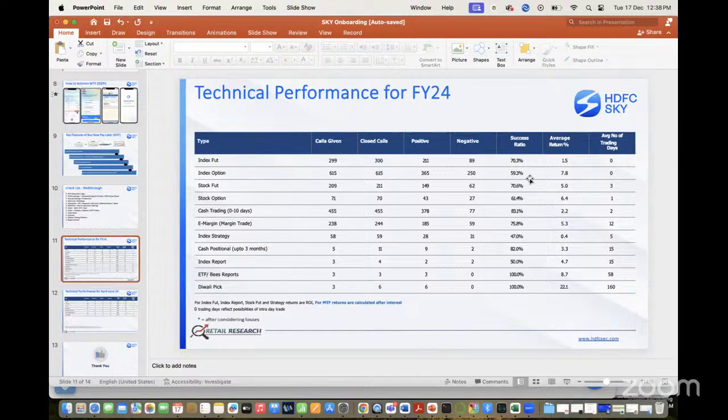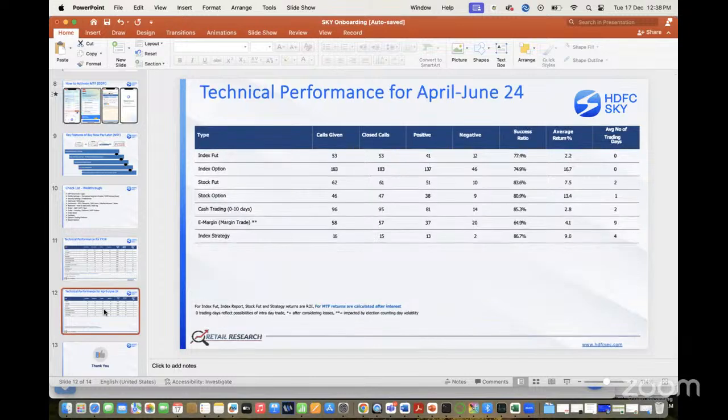You see the success ratio, on average it is above 70%. If you check the average return, it is 1.5 in index futures and 7.8 in stocks. And check out the average trading days: in 3 days you get the return, in 12 days you get 5% return, in 15 days you get 3% return, which is a very good tenure and very good returns in that particular period of time. So definitely you can check out the research in the research section.